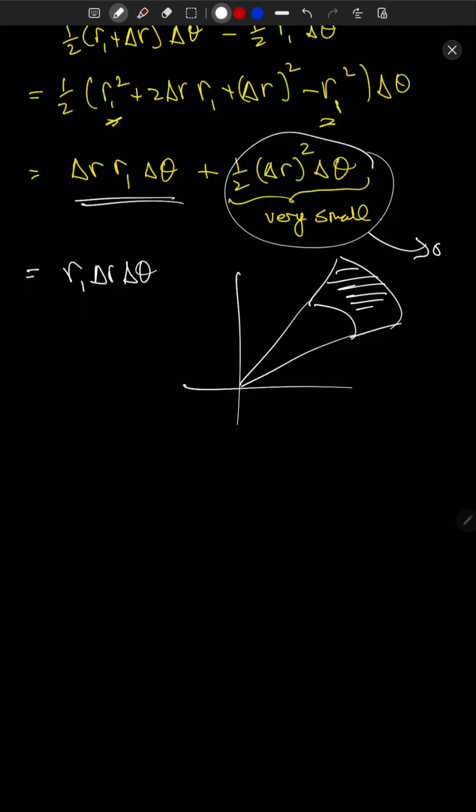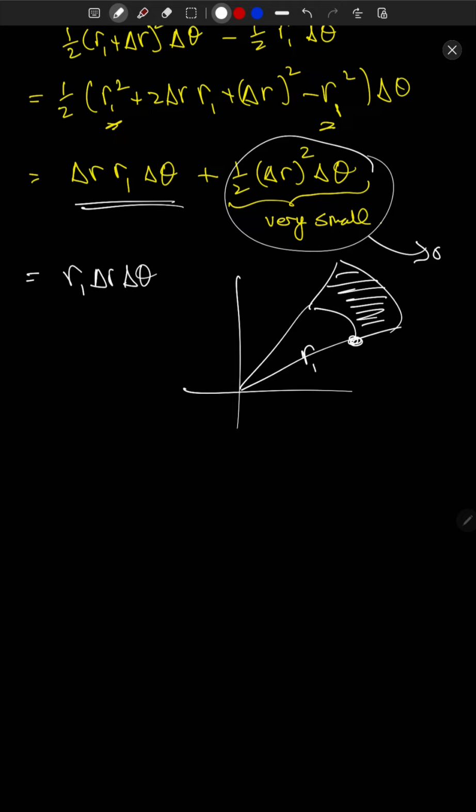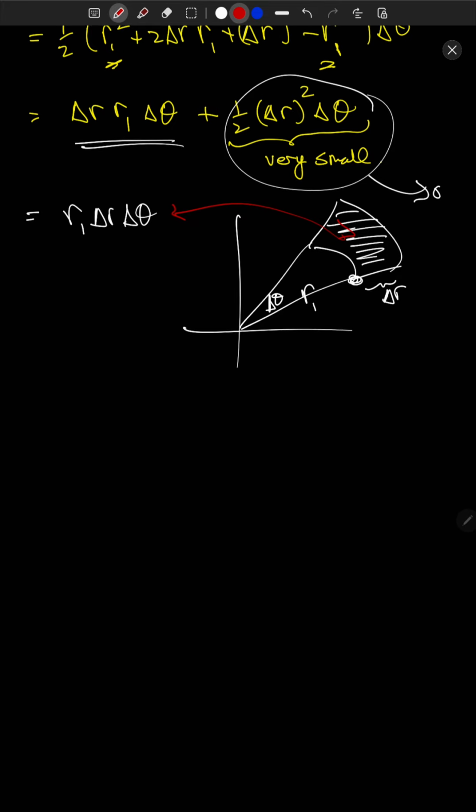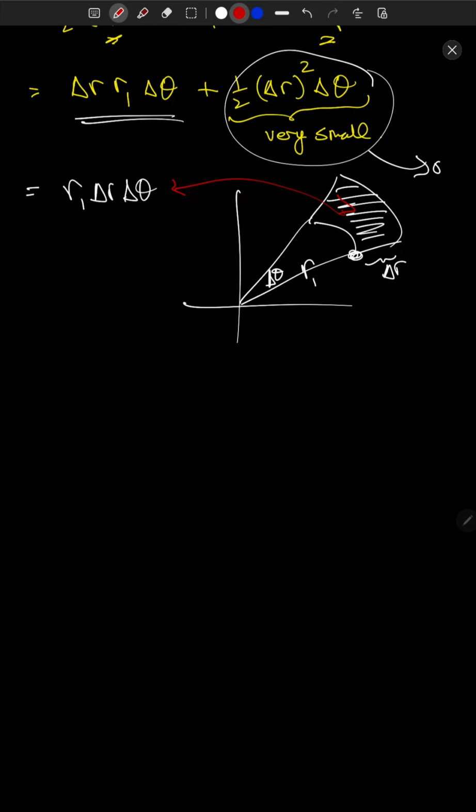Like that, we're finding the area here. That's my r1 up to here. That's my delta theta. That's my delta r. So that's essentially the area of this shaded region. All right, so this has exactly what we said it should.